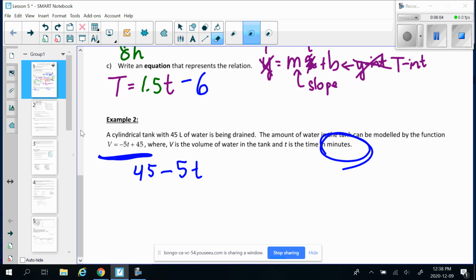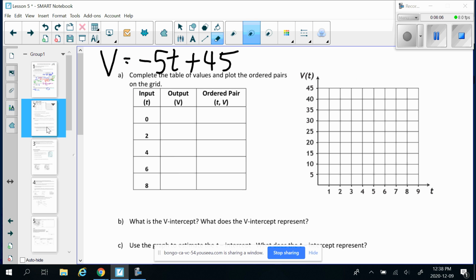Okay, so then they want us to make a table of values with this. So I've just copied this for our convenience. By the way, we are now on page 33. Okay, and I could put in each of these t values. For example, if I wanted to know v, I could put negative 5 times 0 plus 45, and that would give me 45, and that's where I got that.